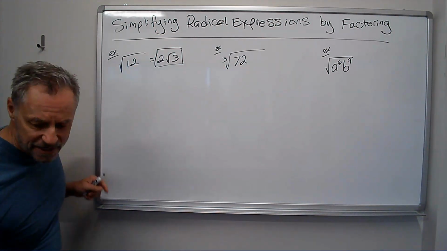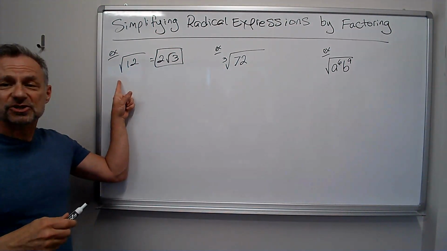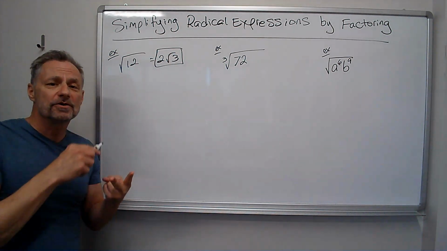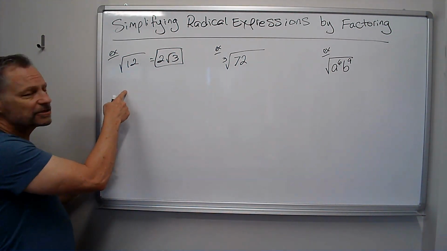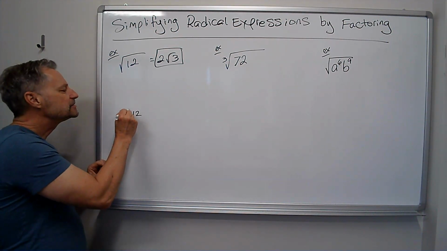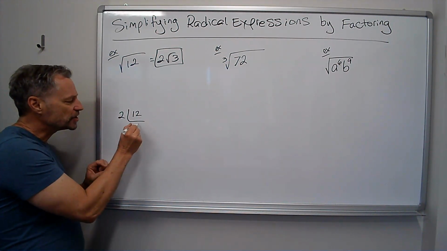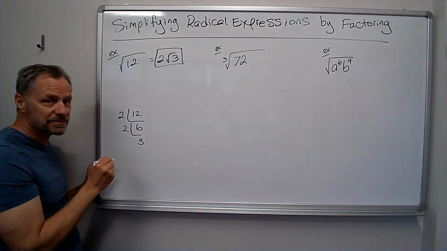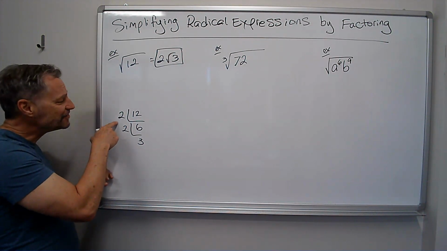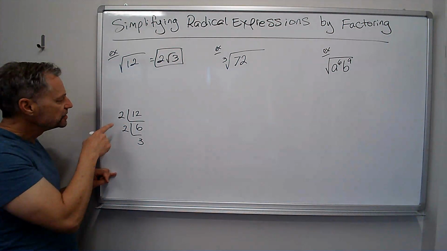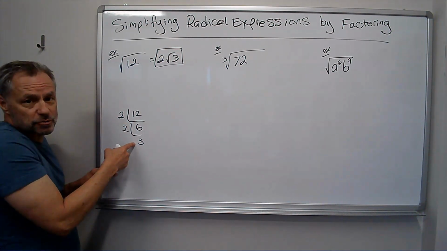So here's what I do. I've got a square root. That means I have to have something squared or two of them to come out. Well, if I look at 12, I'm going to break down 12 into prime numbers. I can divide 12 by 2, it goes in there 6 times. I can divide 6 by 2, it goes in there 3 times. So what I have is 2 2's and a 3 that all multiply together to get 12. 2 times 2 is 4, times 3, 12.